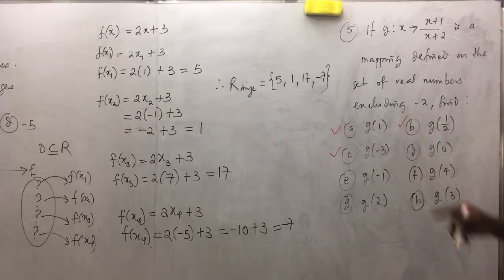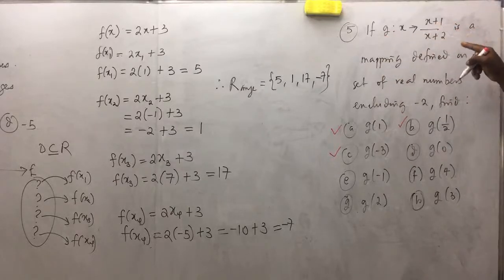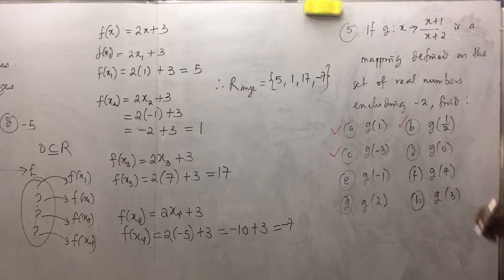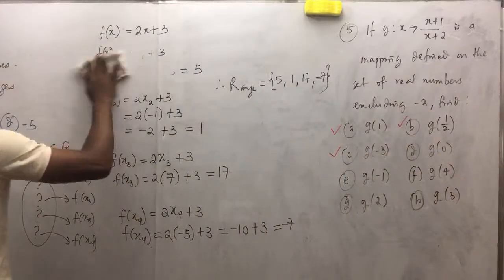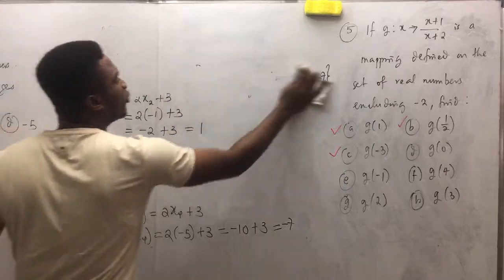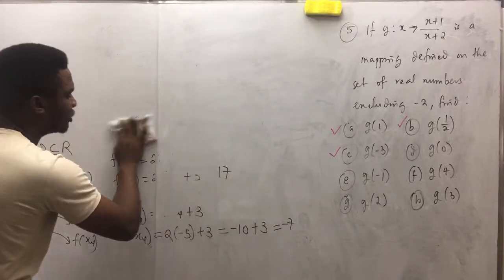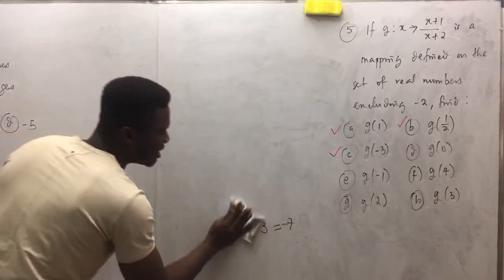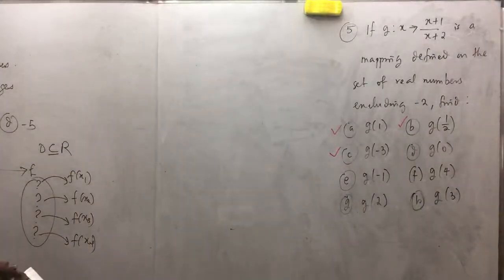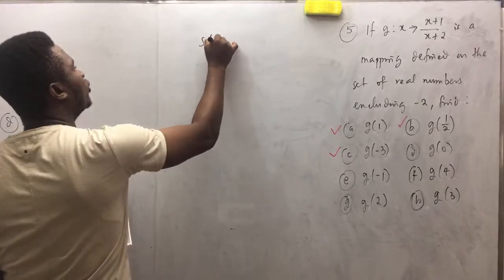So how do we solve this problem? Let's read it again. It says that if g of x equals (x plus 1) over (x plus 2) is a mapping defined on the set of real numbers excluding minus 2, then find this. It is that simple. All you have to do is a simple routine. If you are given this problem in the exam or your assessment, don't panic. It's a simple problem. All you have to do is understand what you are requested to do. So I'm going to put here, solution.